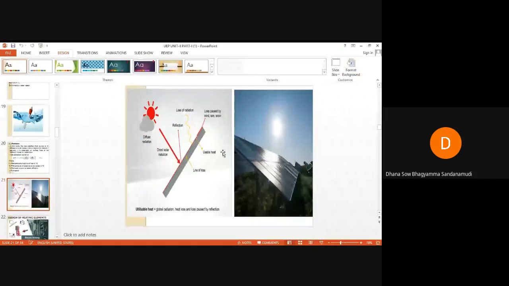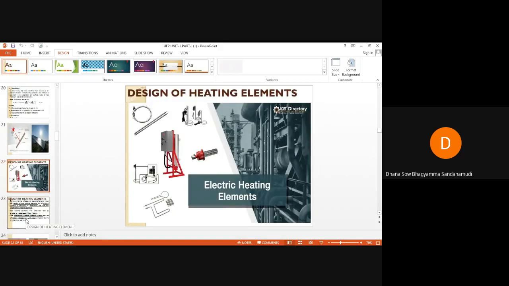An example of radiation is solar heaters. We know that in between the sun and the earth there is vacuum, so there is nothing available to transfer the heat. Simply due to radiation, heat is transferred. The solar heaters are able to heat the water simply by absorbing the heat due to radiation from the sun. So these are the different modes of heat transfer.